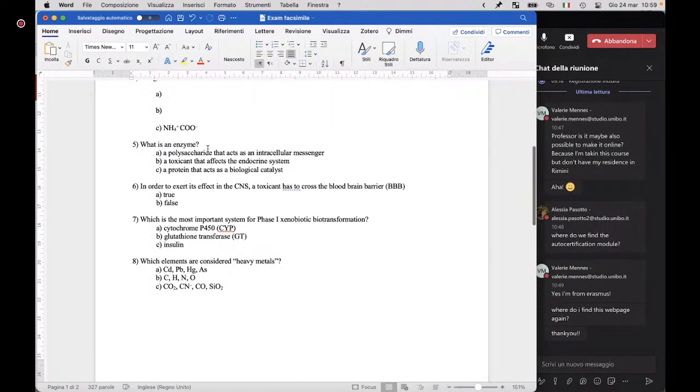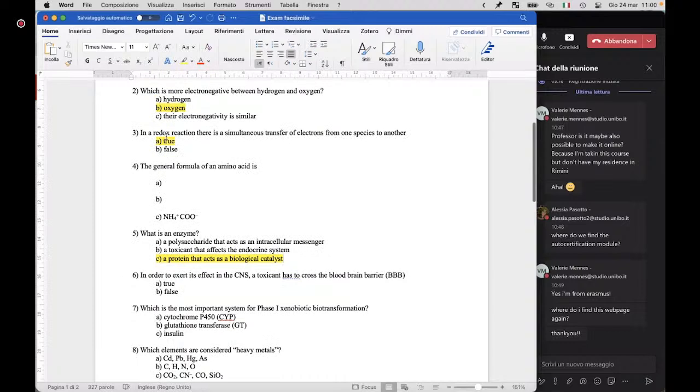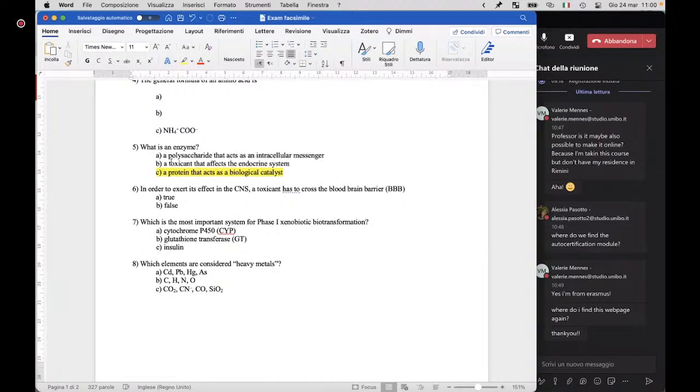What is an enzyme? A polysaccharide that acts as an intracellular messenger, a toxicant that affects the endocrine system, a protein that acts as a biological catalyst. Of course, if you paid any attention, an enzyme is a protein that acts as a biological catalyst. You can see that you have 3 answers or sometimes a true-false choice, and usually at least one of the 3 is a very, let's say, strange or not very clearly false answer, okay?